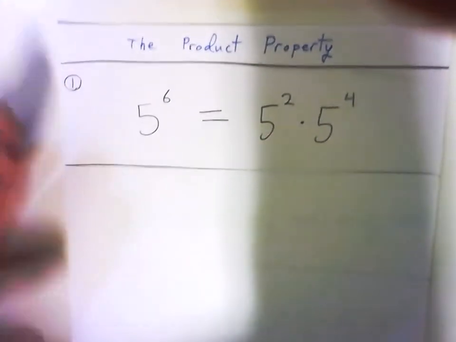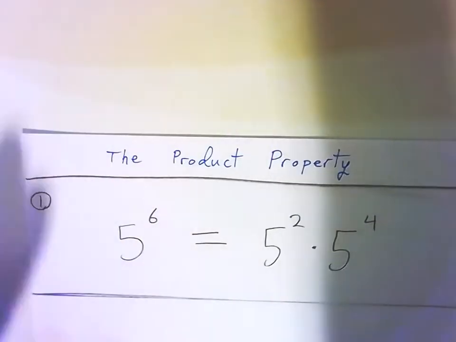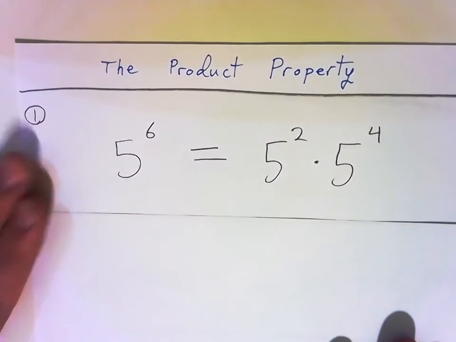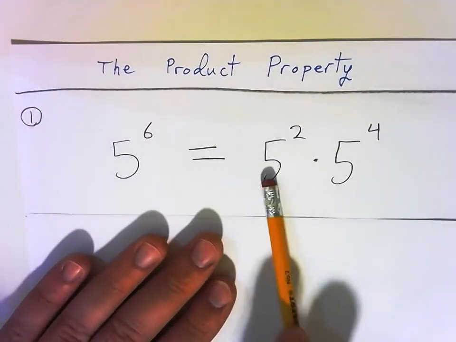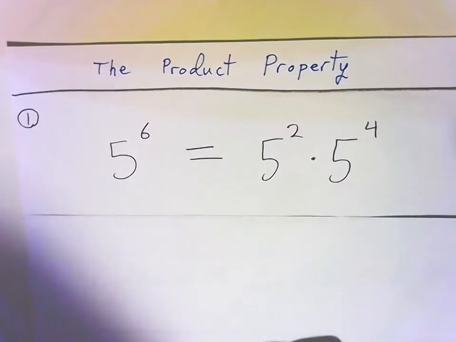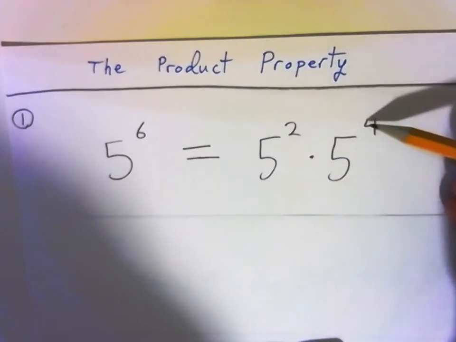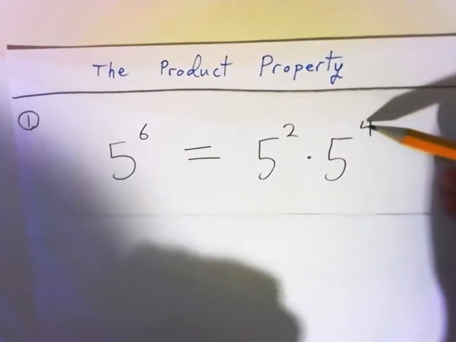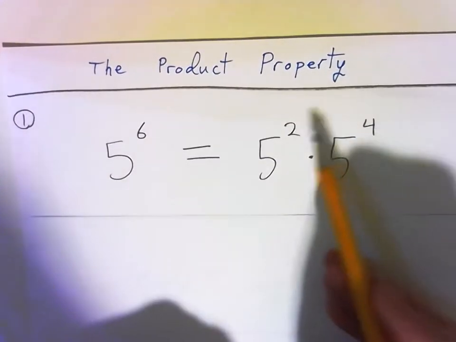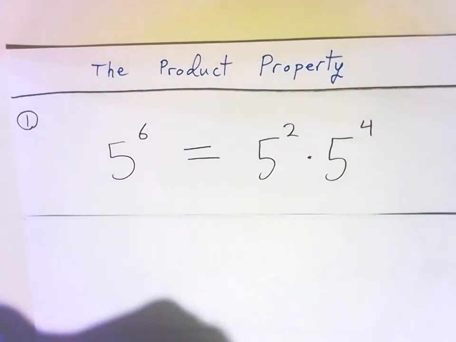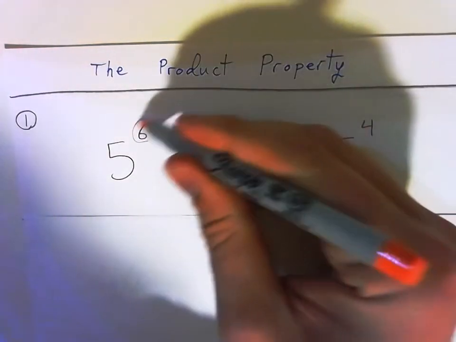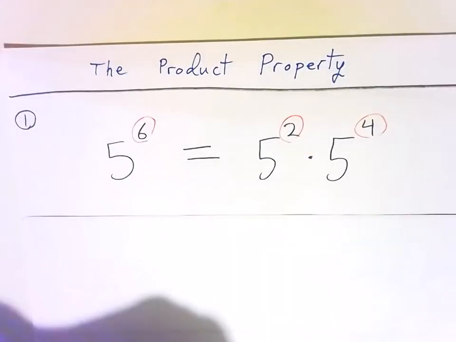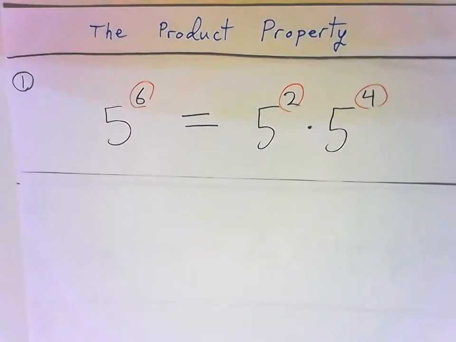So when you're talking about exponents, if you have two numbers that are the same, that's called the base, with different exponents on them, and they're multiplied together, you'd add the exponents. So the 6 is the 2 plus the 4, right? Remember that?